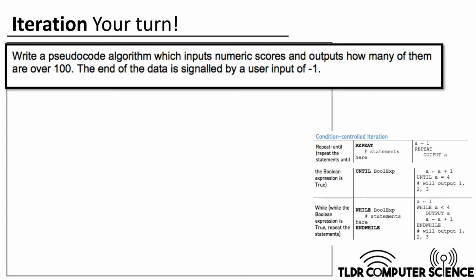Okay, so this is your opportunity to have your turn. This iteration is an indefinite one. How do you know it's indefinite? Well, if you look through the code, it says write an algorithm which inputs numeric scores, outputs how many of them are over 100, then the end of the data is signaled by user input of -1. So you might put in a billion numbers, or you might put in one number, or you might put in 0 numbers. If you put in -1 straight away, it will stop. Being indefinite, it means you either have to use a while or a repeat until loop, and it's your choice how you want to do that. Please attempt this. Write this entire passage into your books and then have a go at trying to answer it.